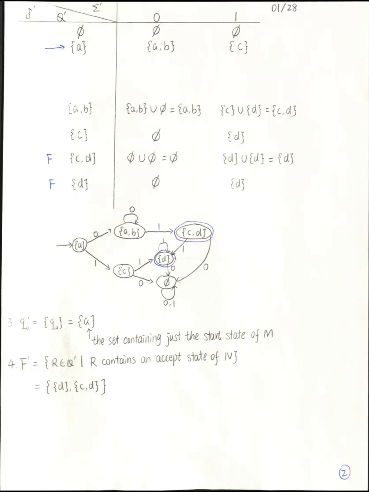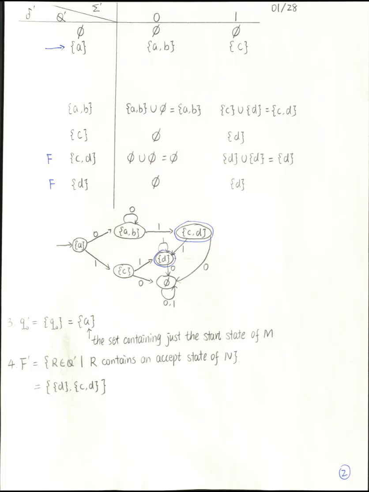So from A, if I read a symbol 0, I can either follow the transition on A and end in A, or follow the transition from A to B and end in B. So A, B are the states that can be reached from this A by reading a single symbol 0. So the resulting states will be A and B for this transition from A by reading a single symbol 0.